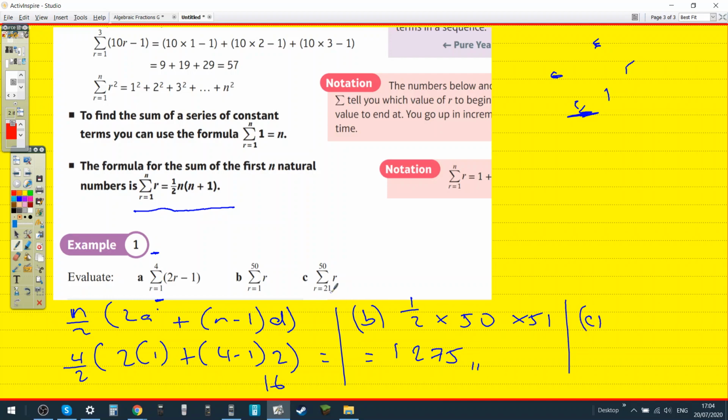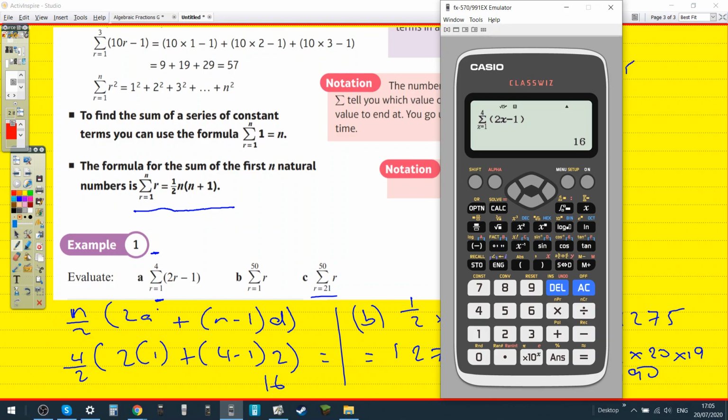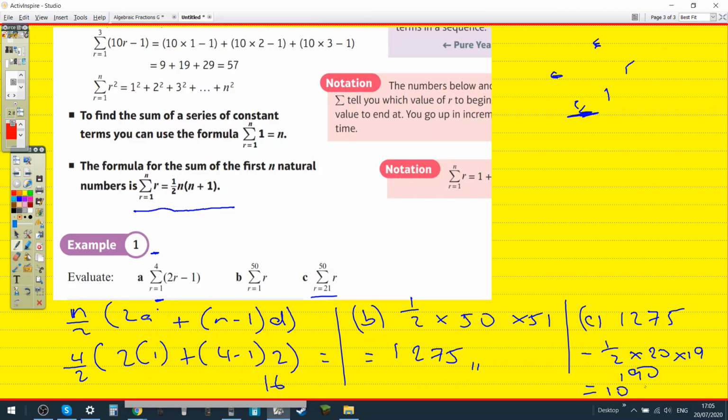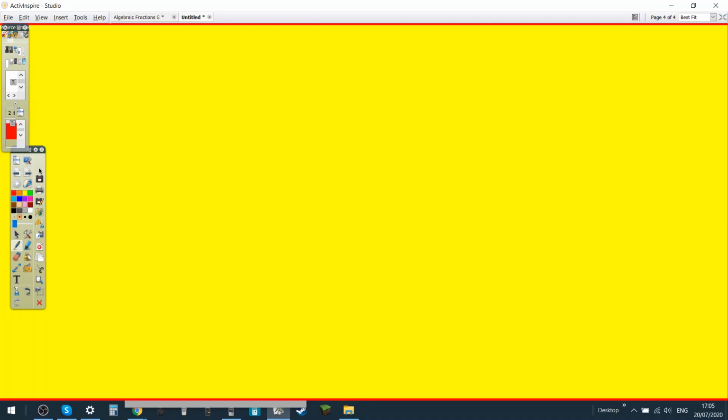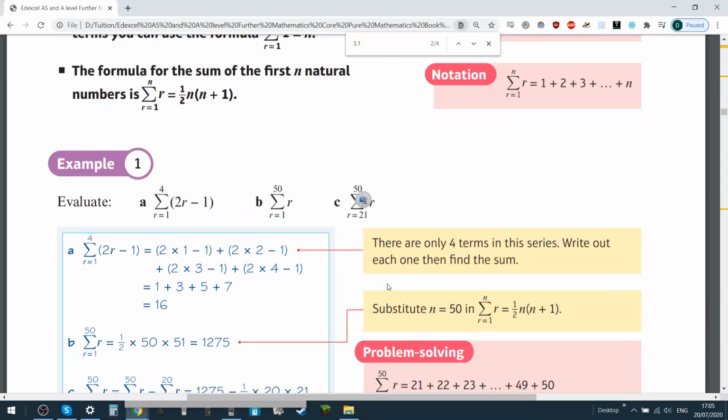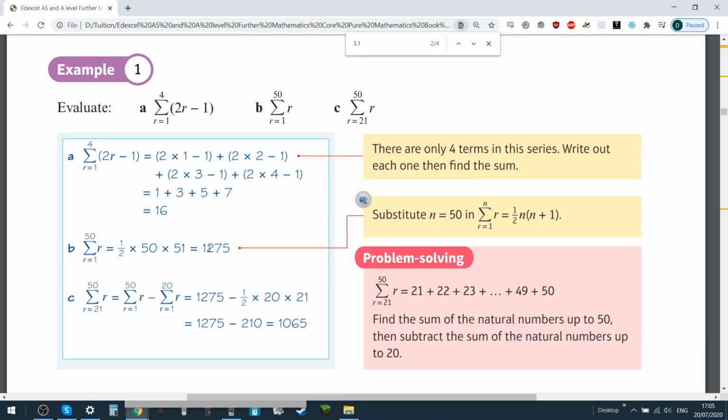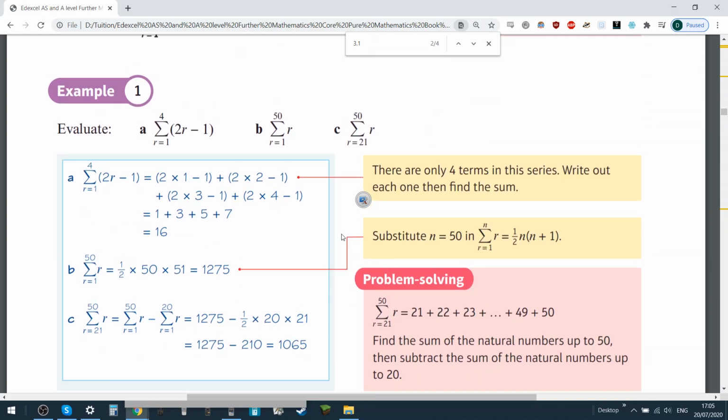How do we do C? Very similar. So you do like the sum till 50 minus the sum till 20. I believe so. 1,275, take away half times 20 times 19, 190. And so, what do you get? 1,085. Oops, it was plus, not minus.